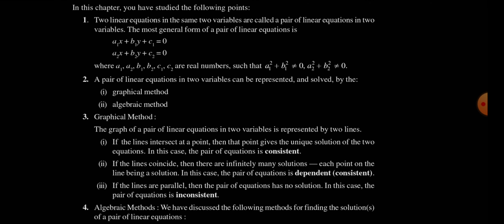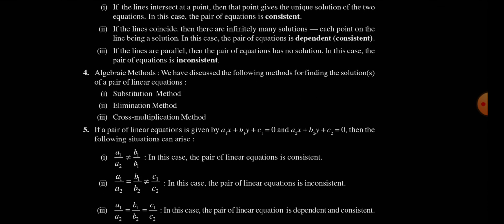Second, if the lines coincide, then there are infinitely many solutions, each point on the line being a solution. In this case, the pair of equations is dependent and consistent. And third point of the graphical method, if the lines are parallel, then the pair of equations has no solution. In this case, the pair of equations is inconsistent. Now, algebraic method. We have discussed the following methods for finding the solutions of a pair of linear equations: substitution method, elimination method, and cross multiplication method.